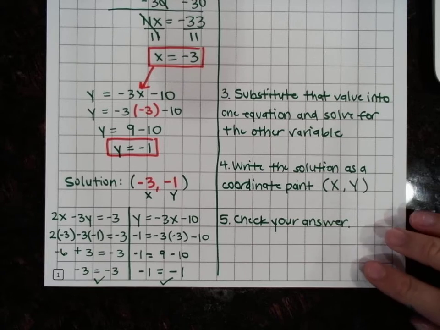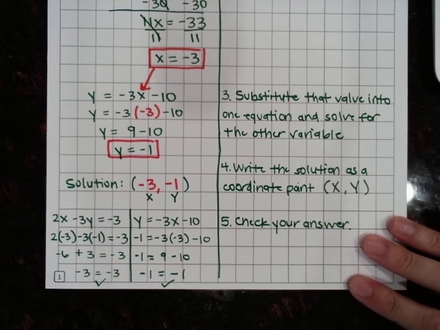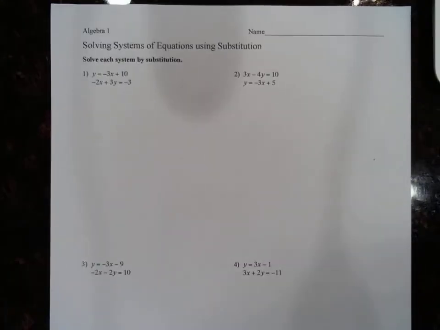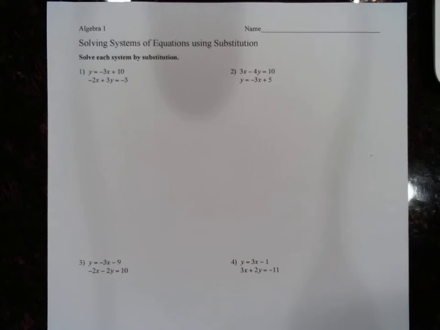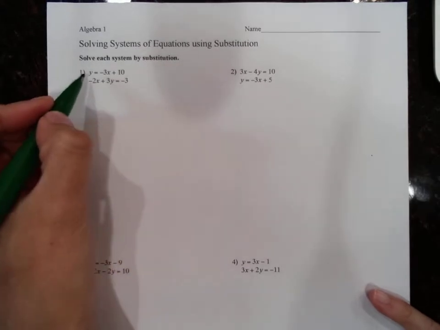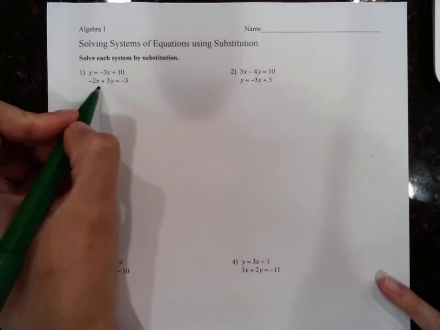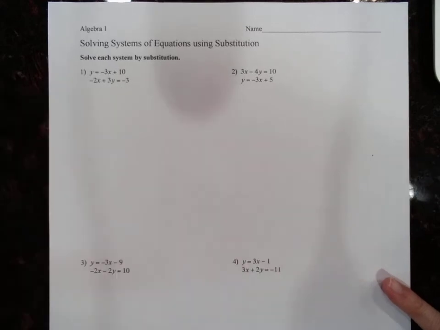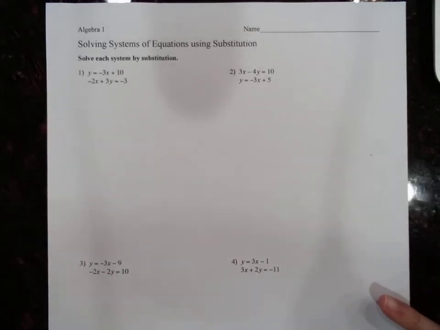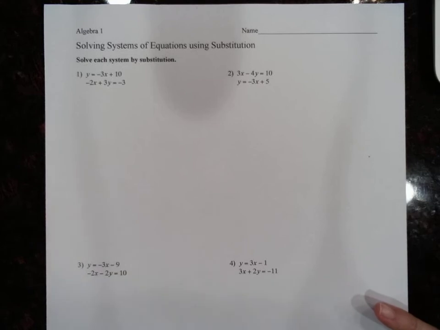Okay, let's practice this on your solving systems of equations using substitution assignment. Okay, so we're going to use substitution to solve. So number 1, we have y equals negative 3x plus 10, and negative 2x plus 3y equals negative 3. So step 1 says to take what x or y equals in one equation and substitute it into the other equation.